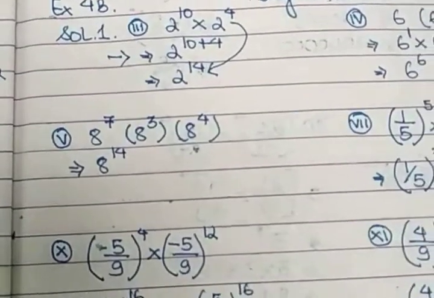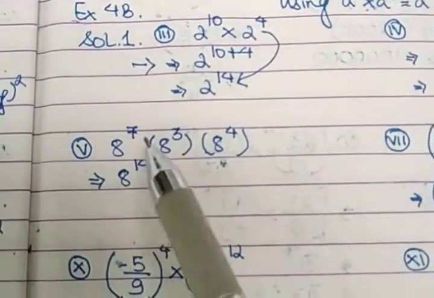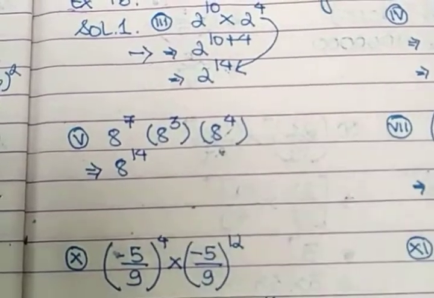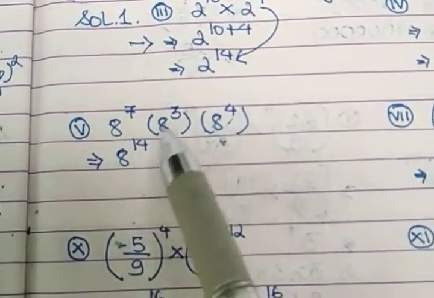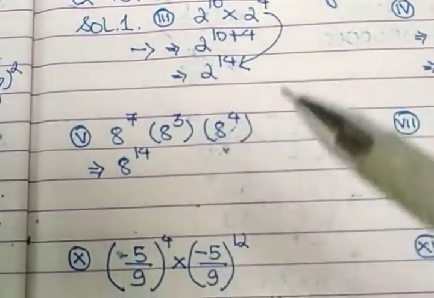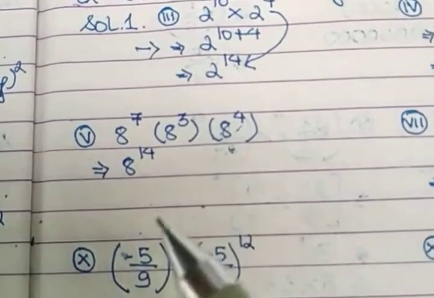Okay, and the fifth one in here we have is e to the power 7 bracket e to the power 3 bracket e to the power 4. We know that bracket means multiplication. That means it actually means e to the power 7 into e to the power 3 into e to the power 4, isn't it? Again, I haven't shown you that line, because we know the bracket means multiplication.